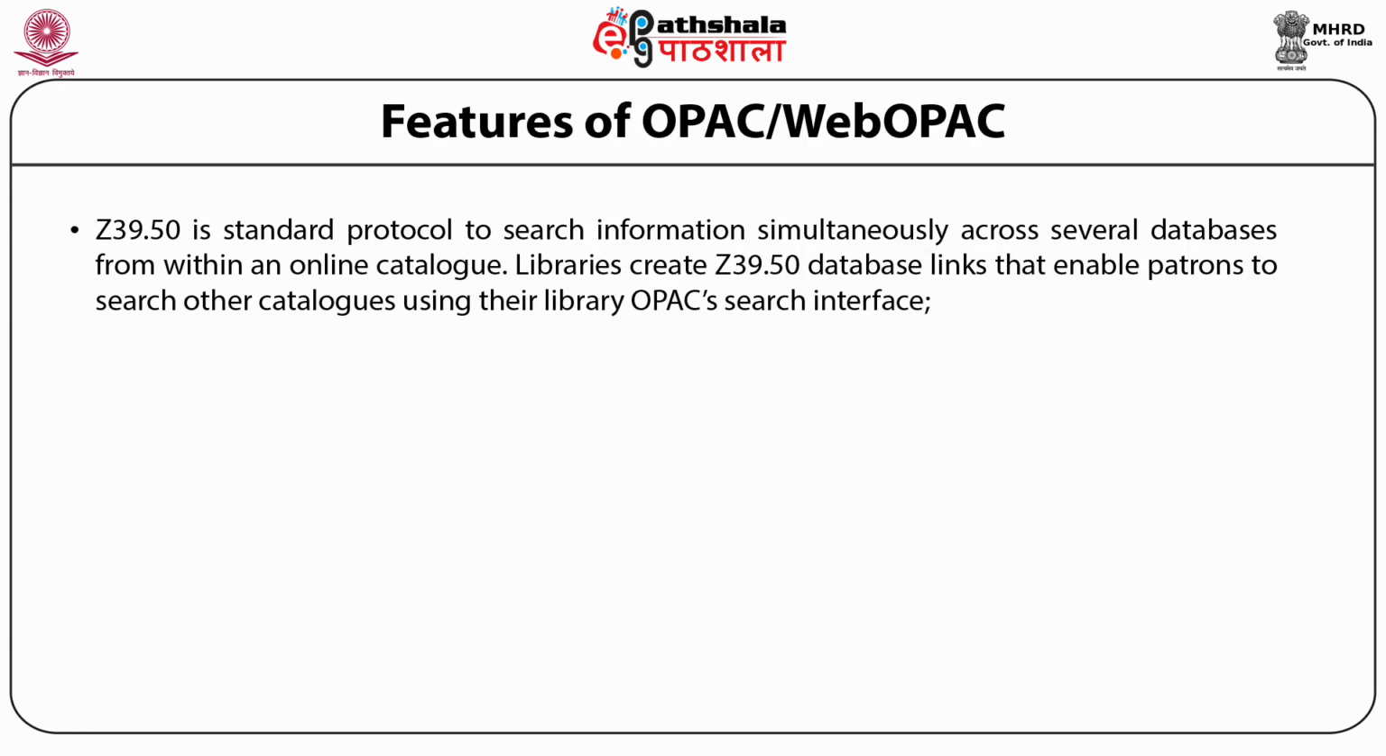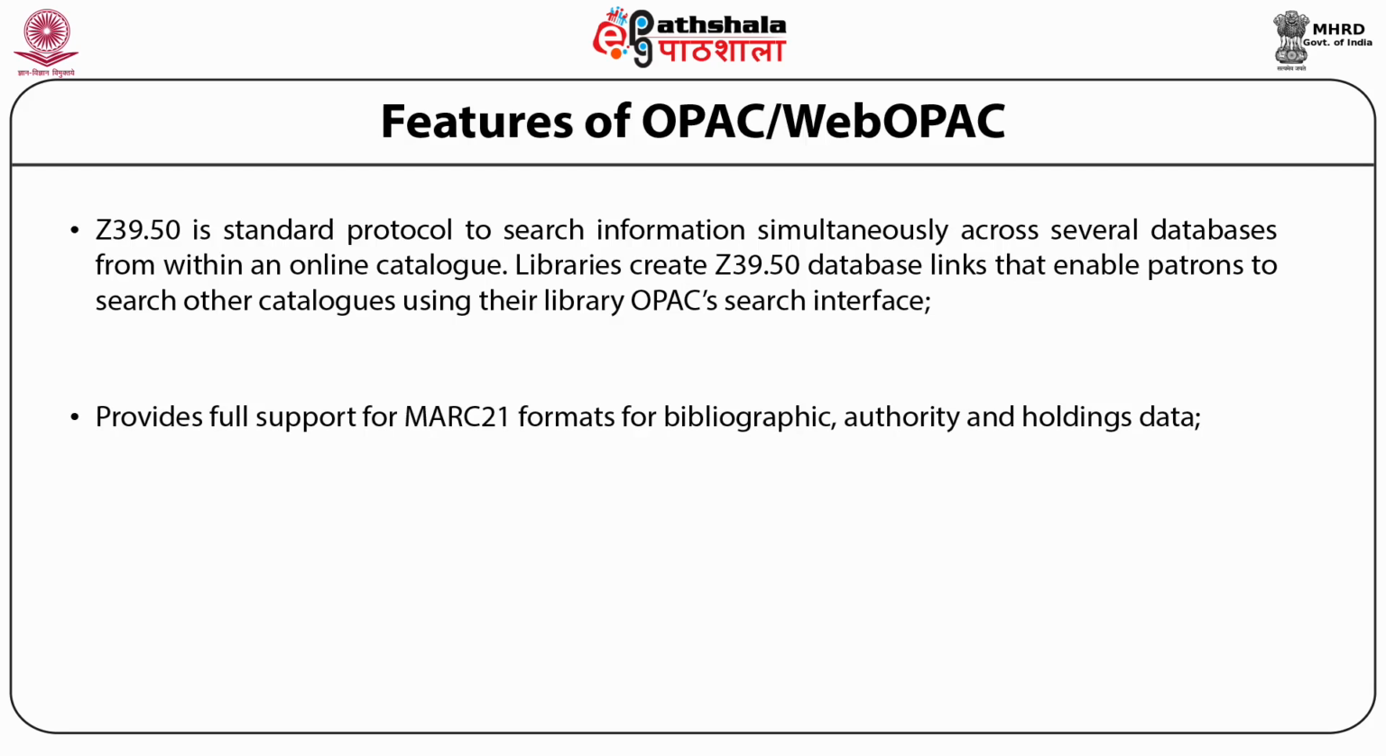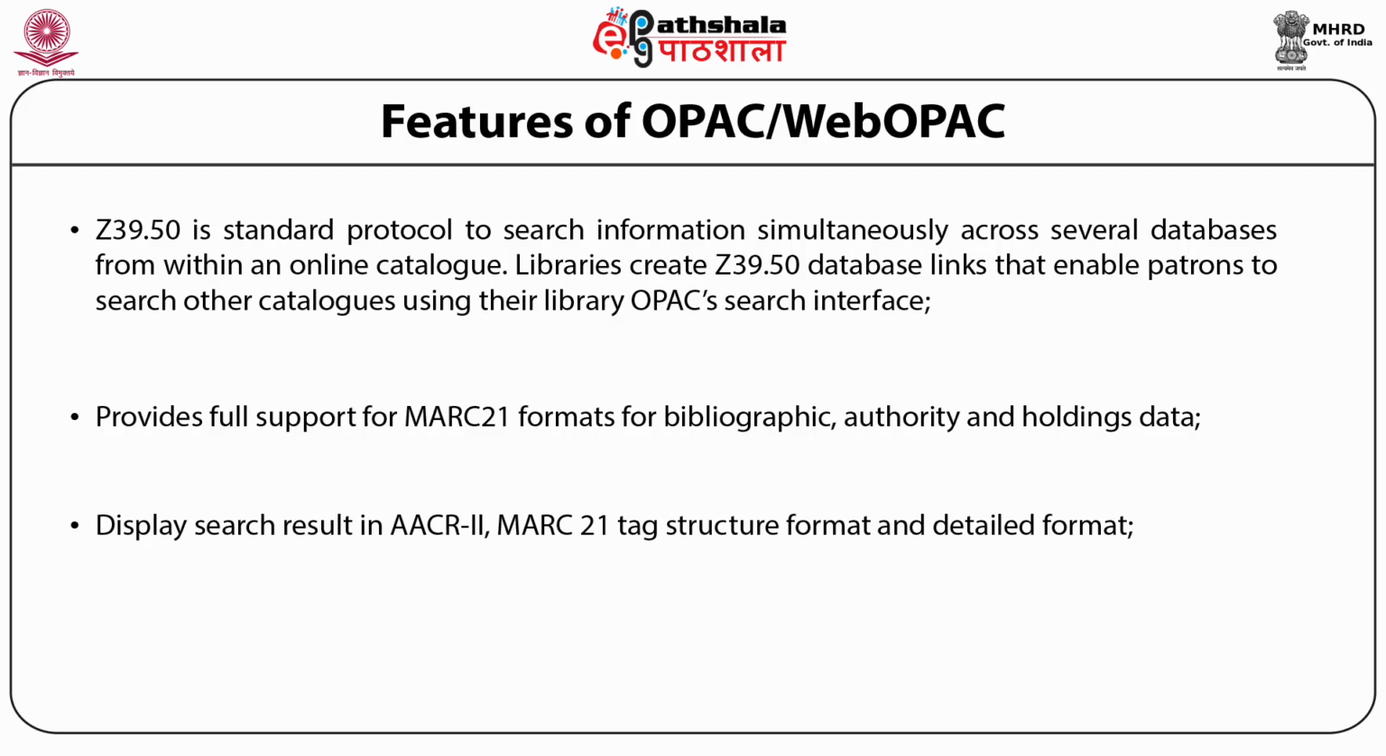Z39.50 is a standard protocol to search the information simultaneously across several databases from within an online catalog. Libraries create Z39.50 database links that enable the patrons to search other catalogs using their library's online catalog search interface. It provides full support for MARC 21 formats for bibliographic, authority, and holdings data. It displays search results in AACR2, MARC 21 tag structure format, and detailed format also.